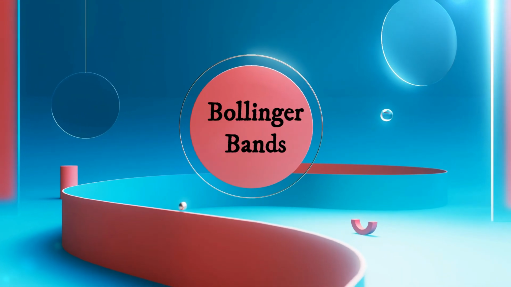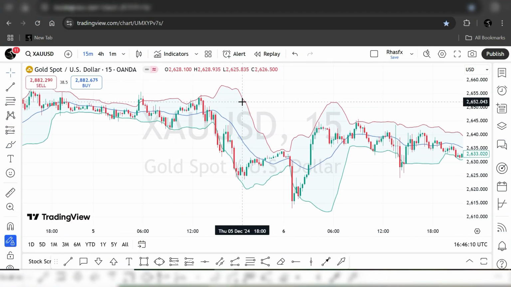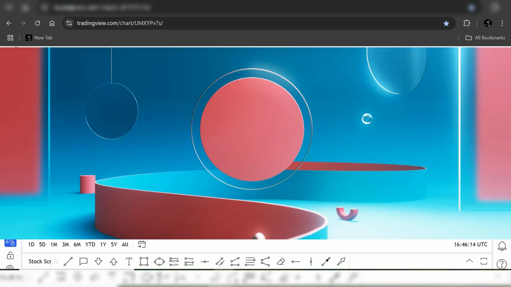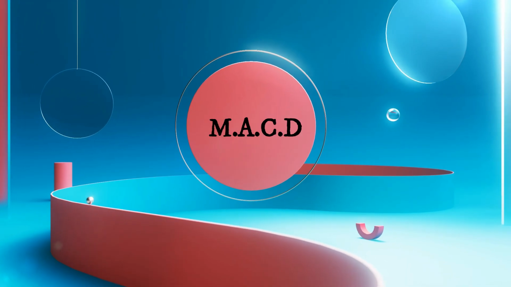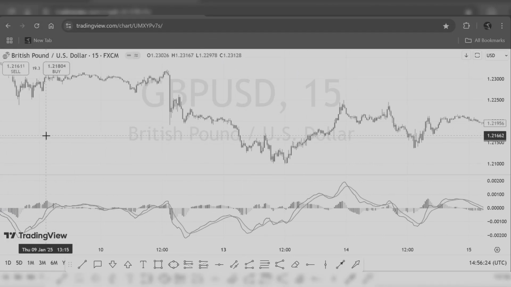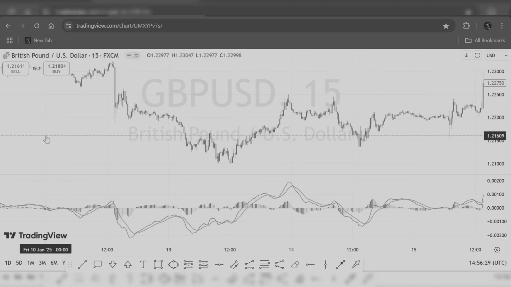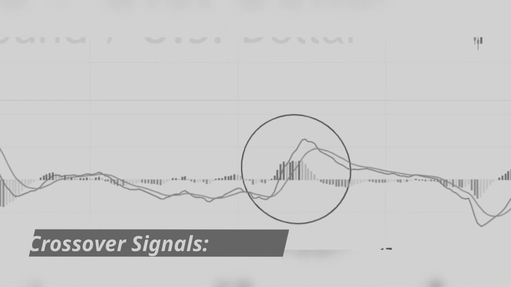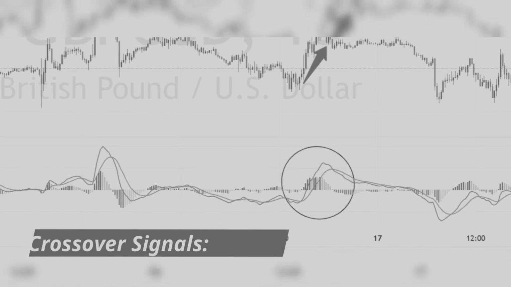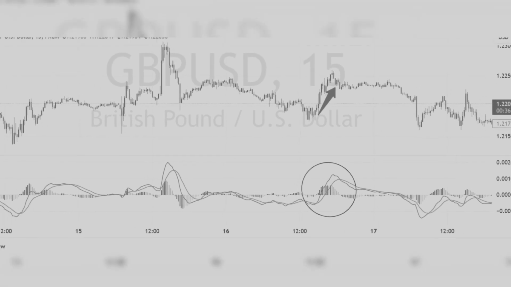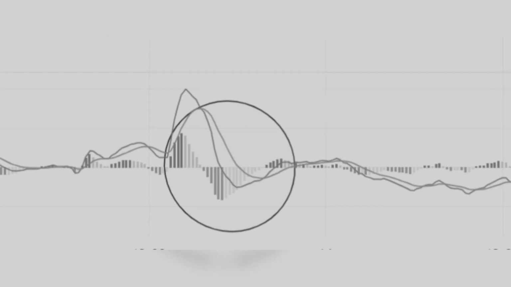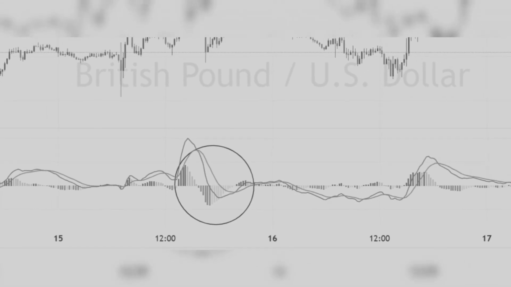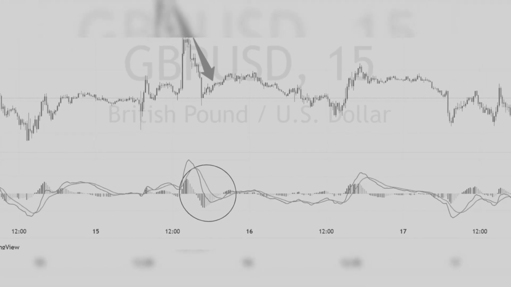Bollinger Bands. Bollinger Bands measure market volatility and provide price boundaries. Moving Average Convergence Divergence. The Moving Average Convergence Divergence indicator helps identify trend direction and momentum. Look for MACD line crossovers and divergence from the price trend. For instance, if the MACD line crosses above the signal line and RSI confirms momentum, it's a strong buy signal.